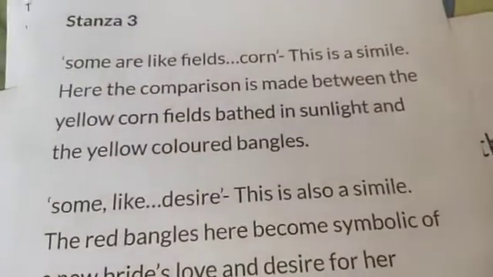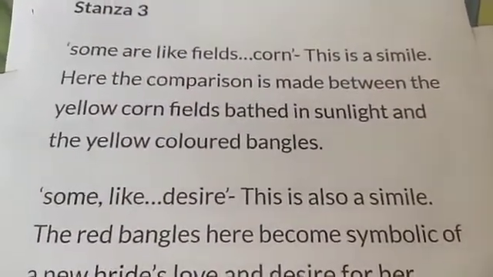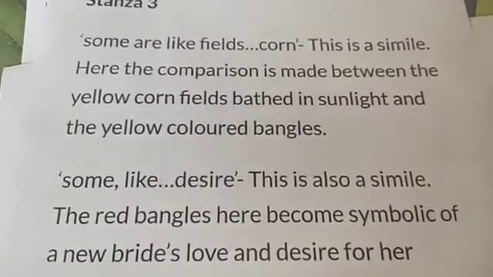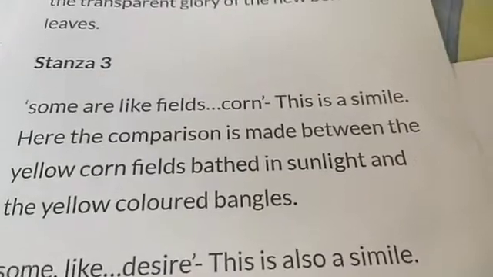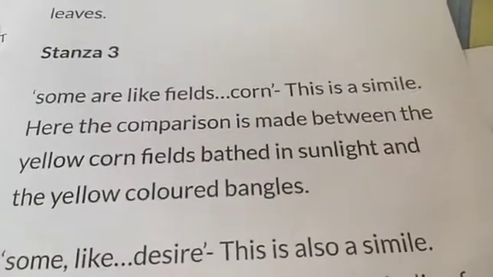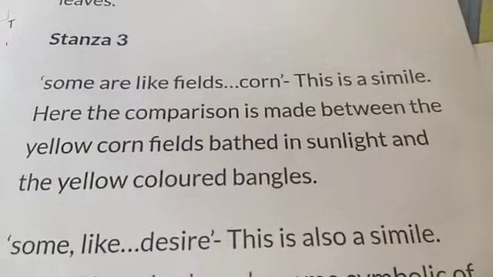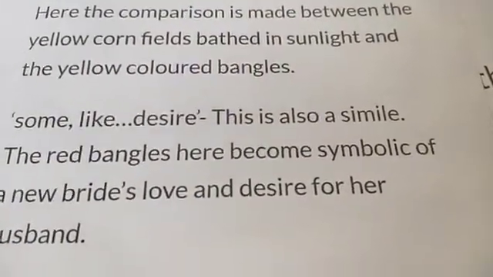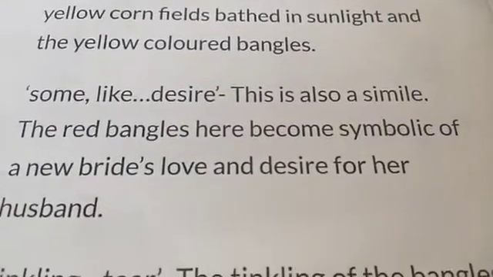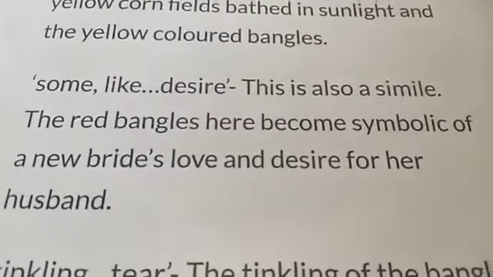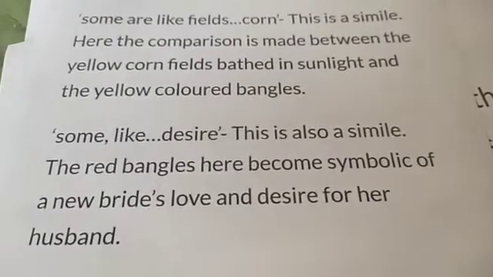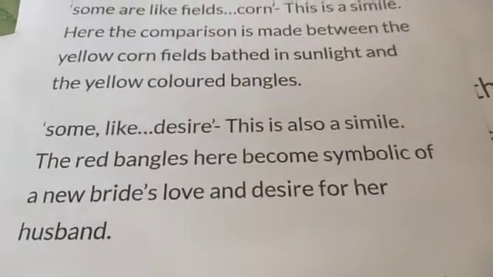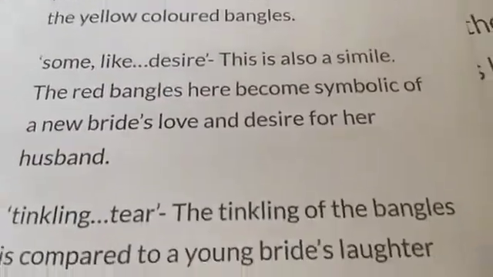Stanza 3: Some are like fields of sunlit corn. This is a simile. Here the comparison is made between the yellow cornfields bathed in sunlight and the yellow colored bangles. The next line: Some like the flame of her marriage fire, or rich with the hue of her heart's desire. This is also a simile. The red bangles here become symbolic of a new bride's love and desire for her husband.